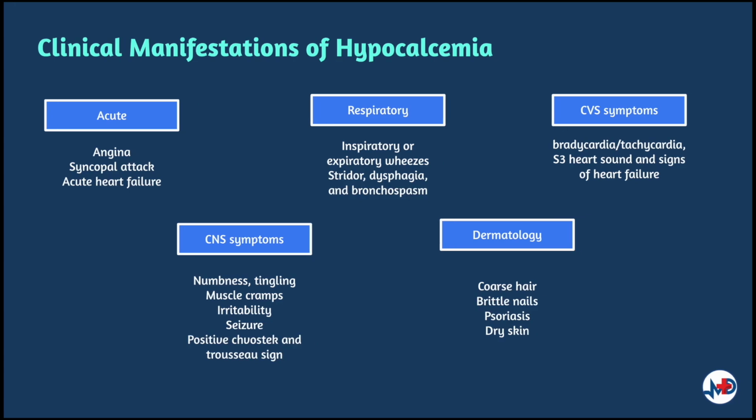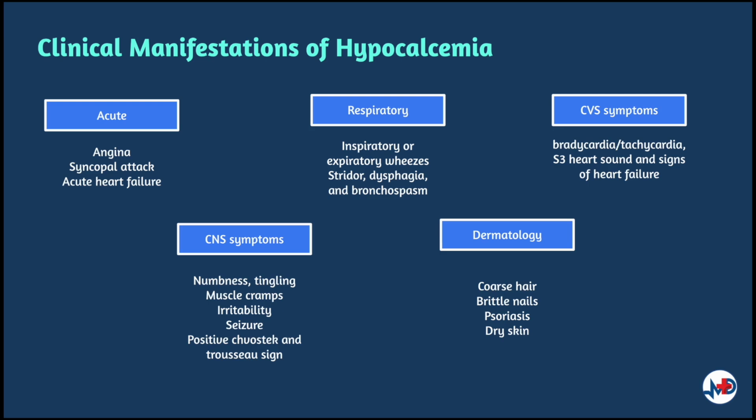Clinically evident hypocalcemia generally presents in milder forms and is usually the result of a chronic disease state. Acute manifestations of hypocalcemia are angina, syncopal attack, and acute heart failure signs like pulmonary edema and hypotension. Systemic manifestations are grouped according to the involved system.